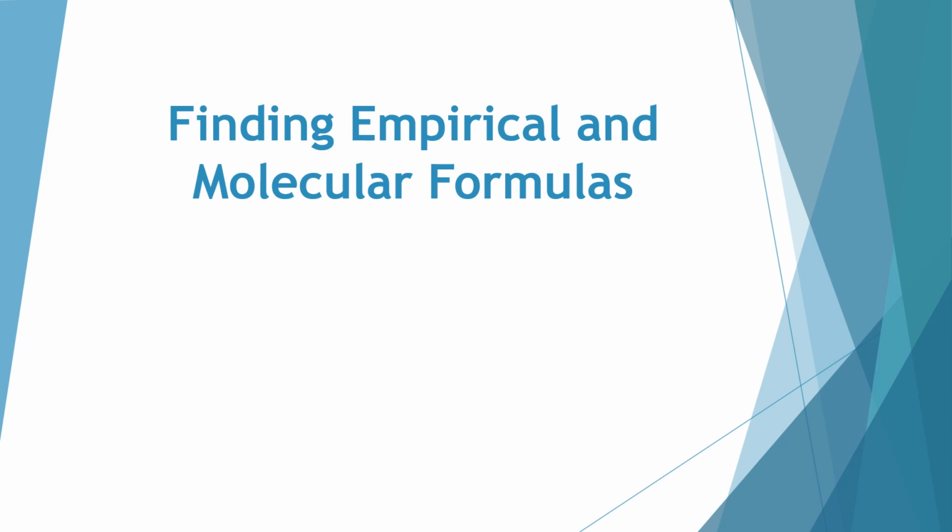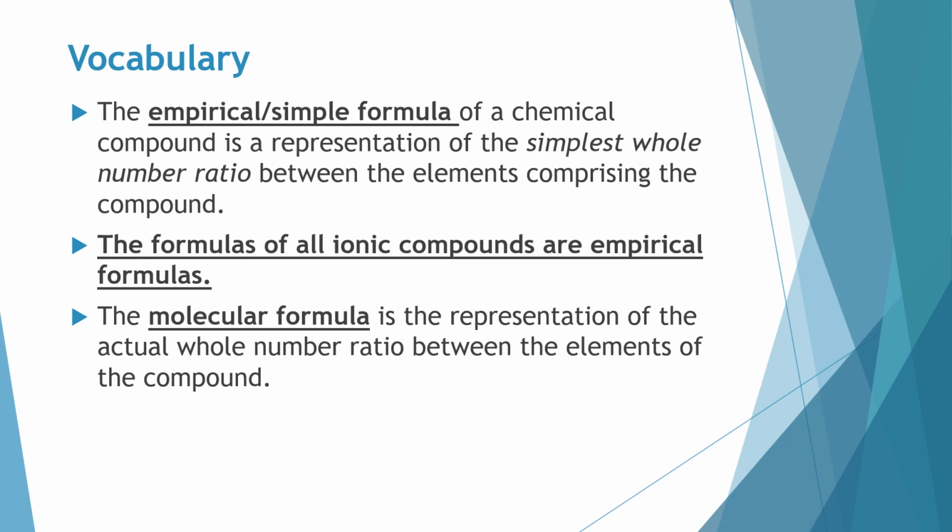This is your Finding Empirical Molecular Formulas lecture. The empirical formula, or the simple formula of a chemical compound, is a representation of the simplest whole number ratio between the elements comprising the compound. The formulas of all ionic compounds are empirical formulas. The molecular formula is the representation of the actual whole number ratio between the elements of compounds.